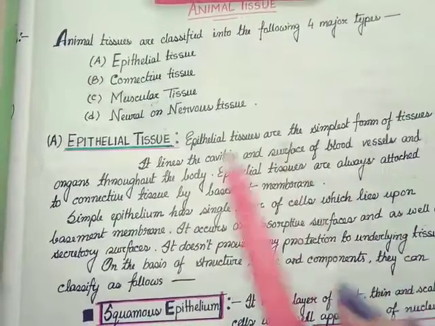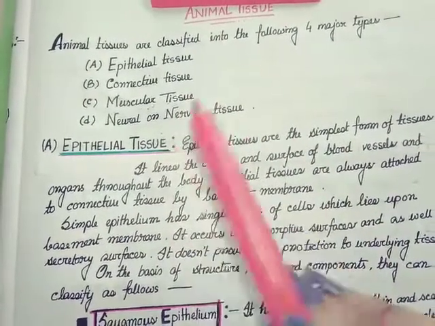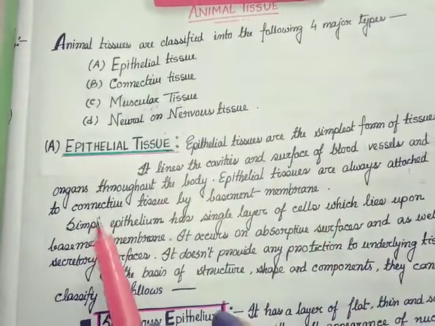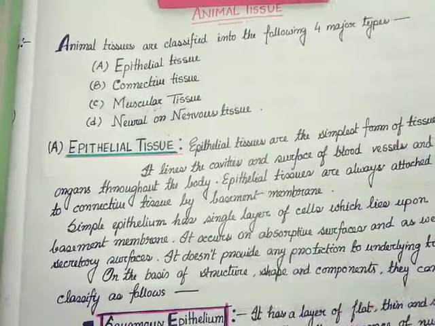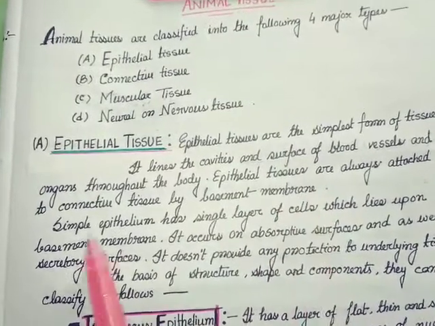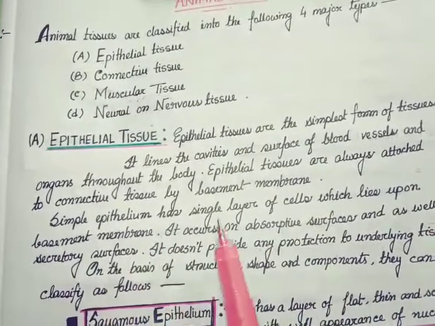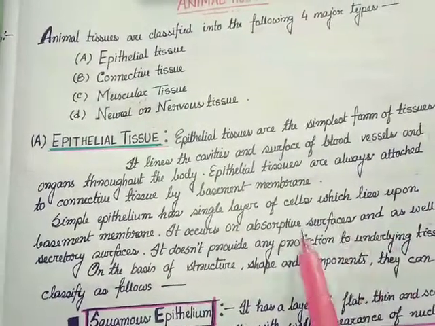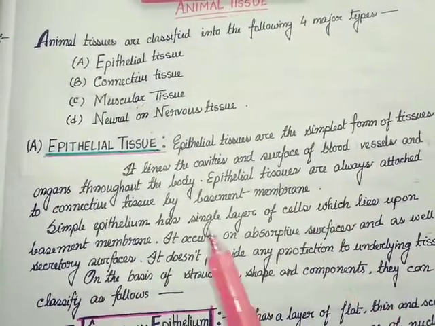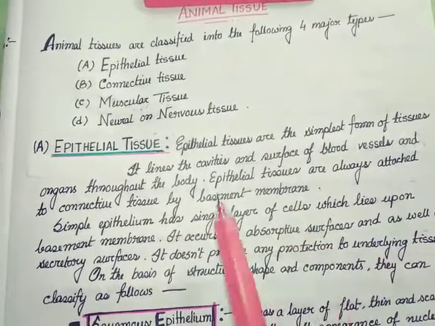Epithelial tissues are always attached to connective tissue by the basement membrane. So connective tissue is another type of animal tissue. Okay, so epithelial tissue can be connected with the connective tissue with the help of the basement membrane. It is important. Now simple epithelium has a single layer of cells which lies upon the basement membrane. It occurs on absorptive surfaces as well as in secretory surfaces. So these are the functions of epithelial tissue. First one is absorption and second one is secretion. Both are functions of epithelial tissue.